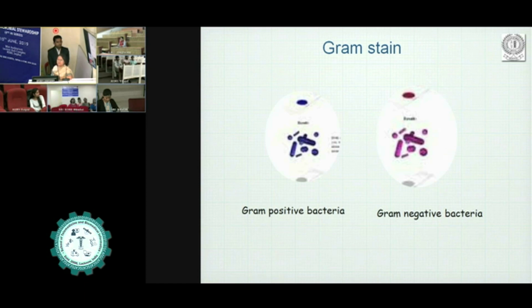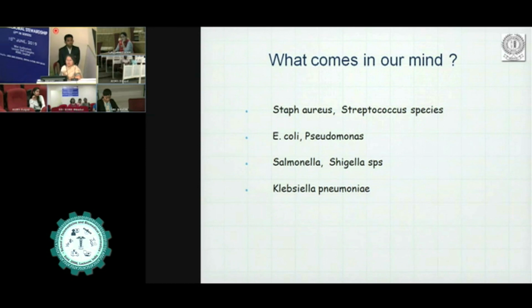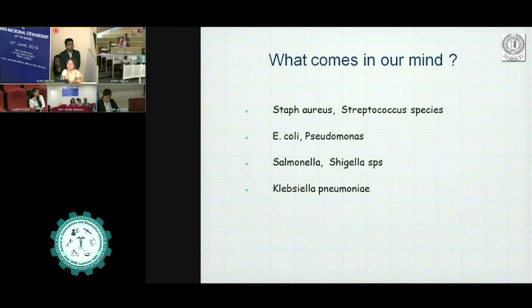So what makes it gram-positive? What makes it gram-negative? During the gram staining, it is because of the difference in the cell wall structure of these bacteria. This is something which we come across every day. Among the gram-positive cocci, we have Staph aureus and Streptococcus species. And when we talk of gram-negative bacteria, we think of E. coli, Pseudomonas, Salmonella, Shigella, and Klebsiella pneumoniae.